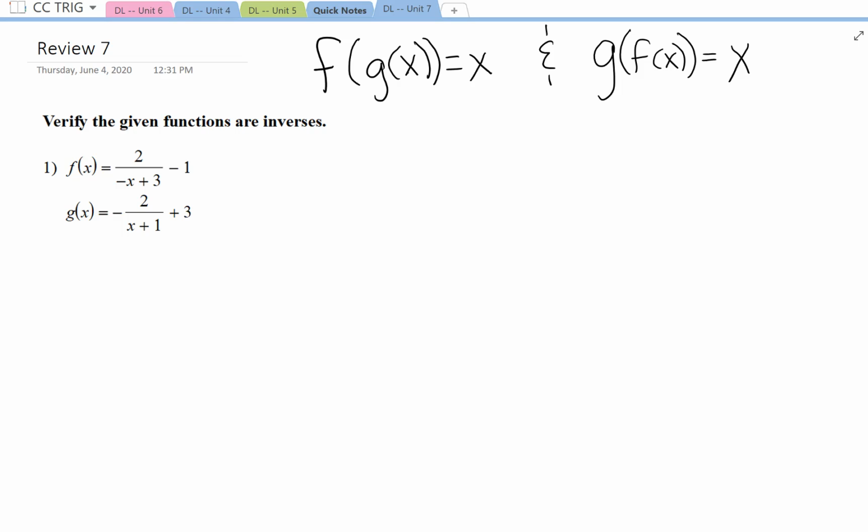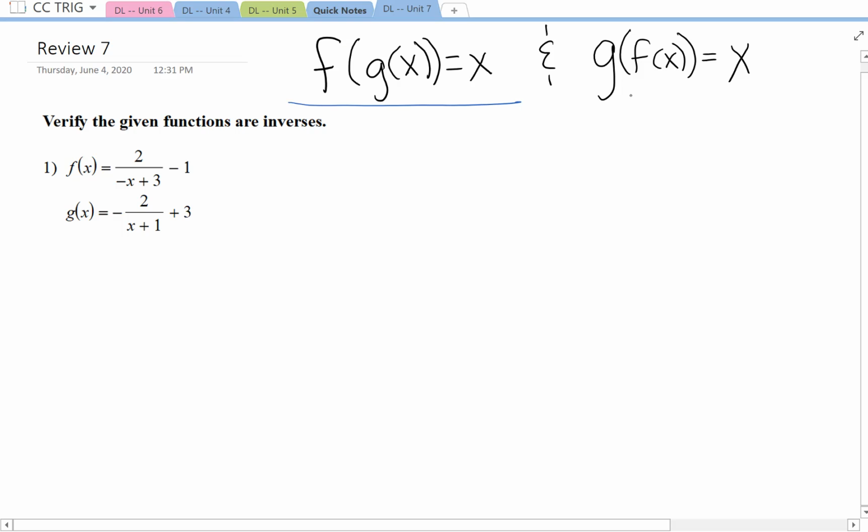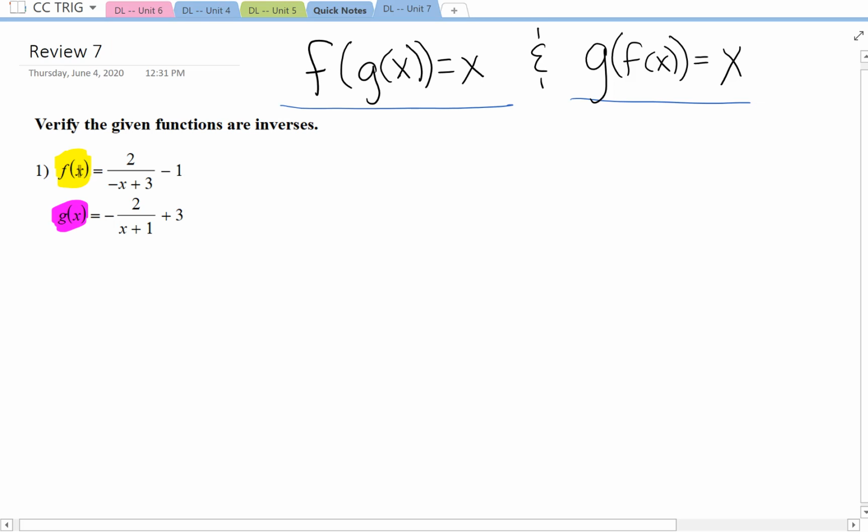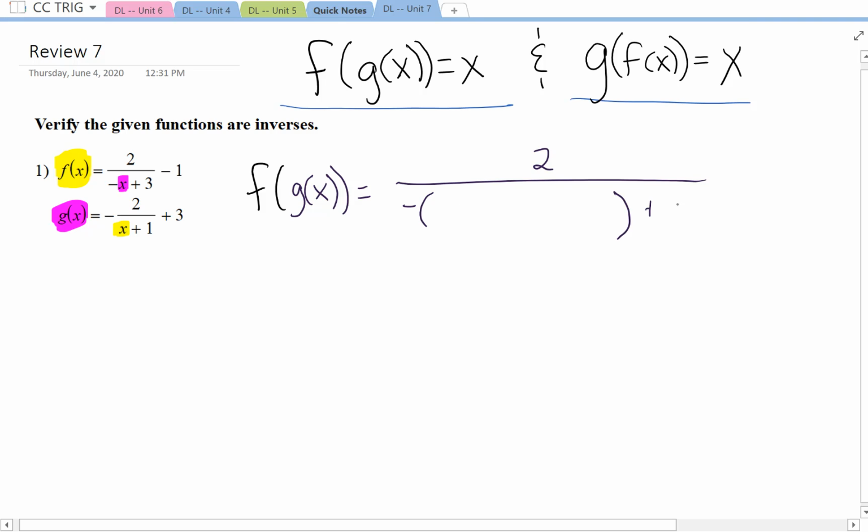To verify or prove the given functions are inverses, you must prove the following: that f of g of x is x and g of f of x is x. We're going to put the f function in for the x in the g function, and we're going to put the g function in for the x in the f function. I like to put a big fraction bar because I know that there's a whole function that's going to need to be input here. Then we have a +3 and a -1.